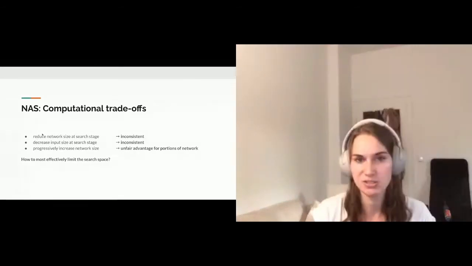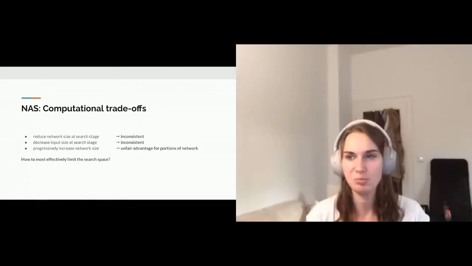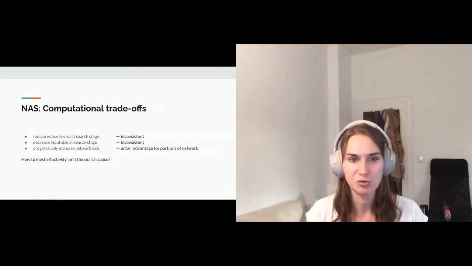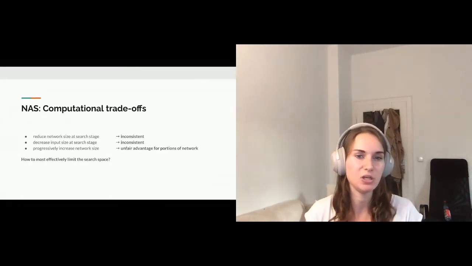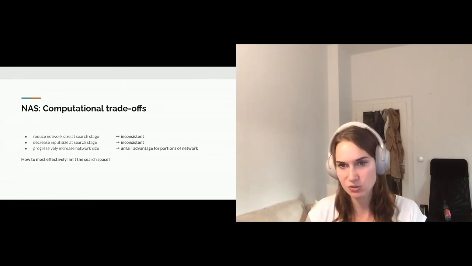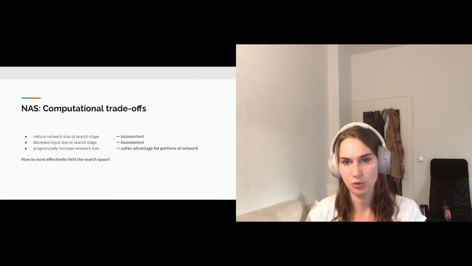The network sides during the search stage, and basically they search across building blocks of neural networks, and they put these neural network building blocks together, and at testing time they test the entire network, which causes an inconsistency problem. The same thing with the second approach of decreasing the input size at search stage and then using the full size at test stage is also causing an inconsistency problem. And then another way to deal with the huge computational requirements is progressively increasing the network size as you build it. But that introduces an unfair advantage for portions of the network, because that essentially means that certain parts of the network will be retrained in each iteration, or will be trained more than other parts as you add on to the network in each iteration.